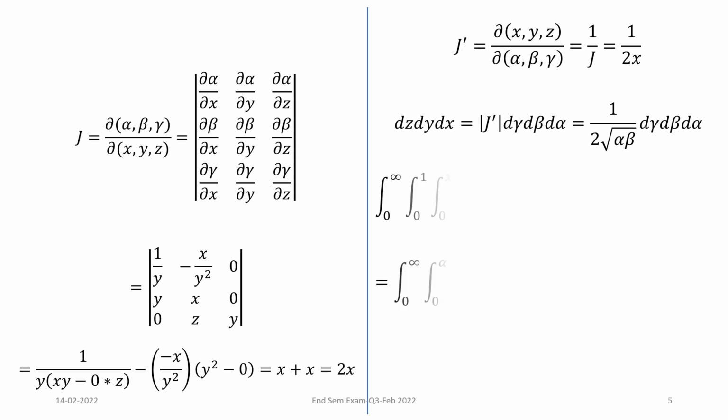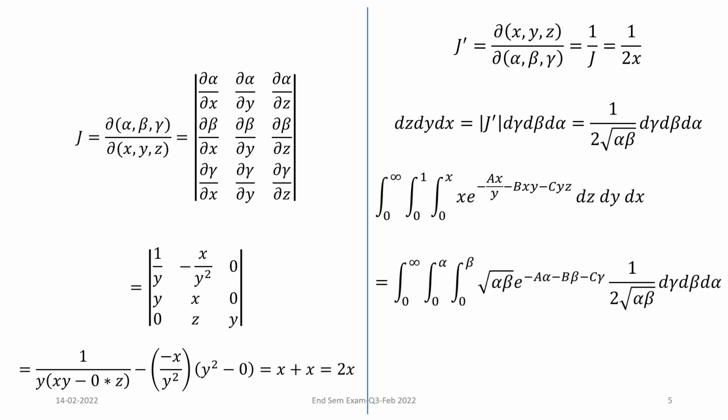Next, we put this on the limit on the variable. By changing the variable, this is the result we get. So the given question can be converted in the form of alpha, beta, gamma. So the first task we have done is that we have changed the integration by changing the variable.